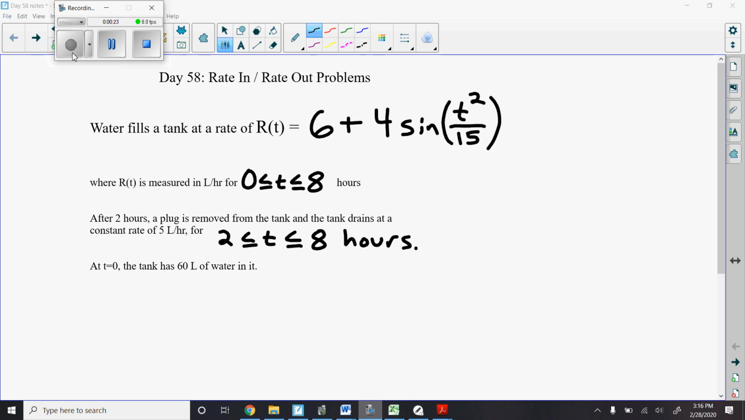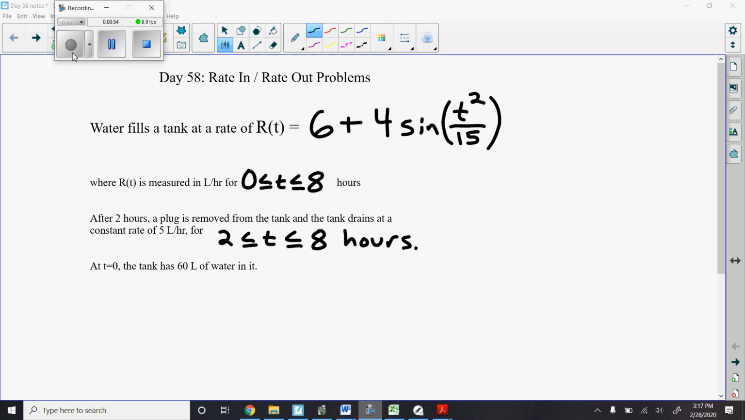Okay, so go ahead and pause the video and copy down this prompt into your notes, and then unpause it and we'll talk about what it means. Okay, so the first thing we know here is it says water fills a tank at a rate of R of t equals 6 plus 4 sine of t squared over 15. Okay, so that ugly equation there is the rate at which water fills a tank.